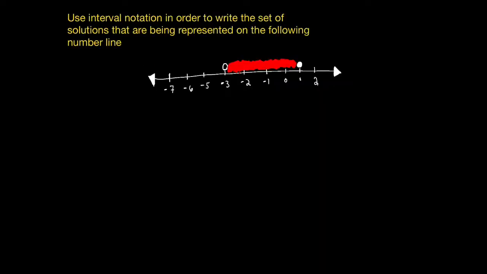So here it says, use interval notation in order to write the set of solutions that are being represented on the following number line. So now here, I want to point out that we have a lower bound of -3, and we have an upper bound of +1. So now these are kind of the endpoints. Okay, my endpoint that's bounded below is -3. The endpoint that's bounded from above is +1. So I'm going to write this as -3, comma 1.